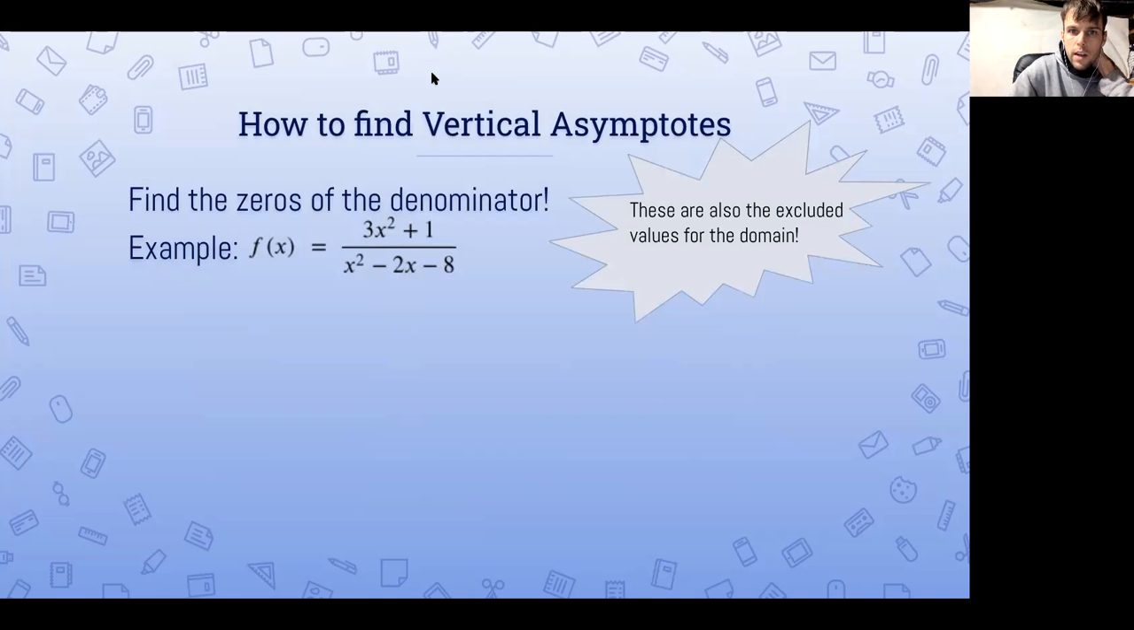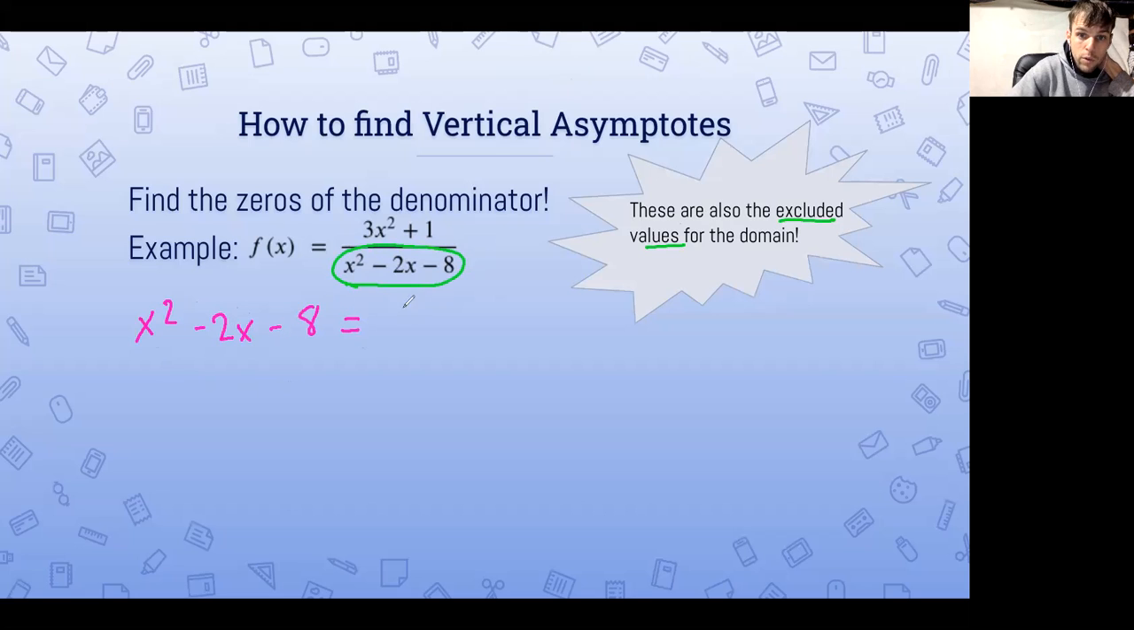Find the zeros of the denominator. So finding the zeros of the denominator actually helps us find two things. They find the vertical asymptotes, but also the domain, the excluded values for the domain. So it's useful in two ways.